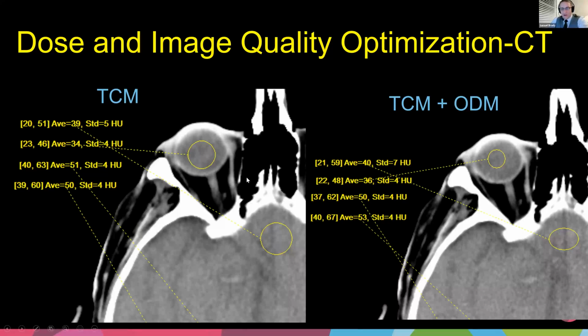Now, one may argue that it is slightly more noisy, for example, here in the orbit. And the answer is, when you draw the ROI, the Hounsfield unit noise is 4 Hounsfield units here, and over here it's 4 Hounsfield units. So metric wise, mathematically wise, it isn't.